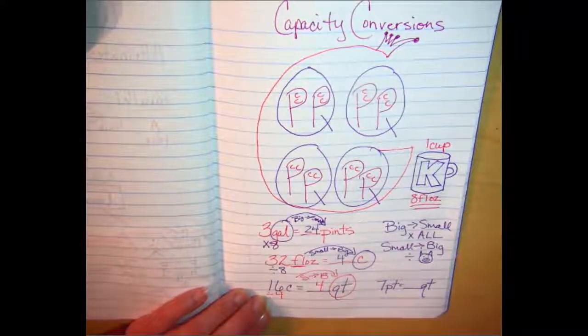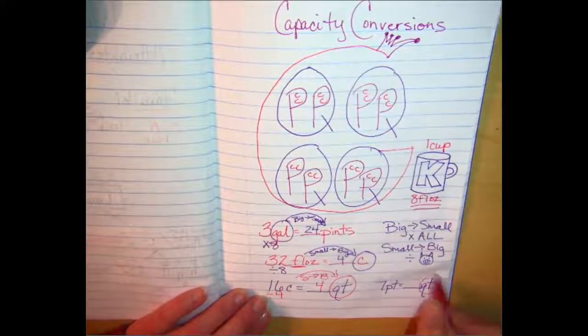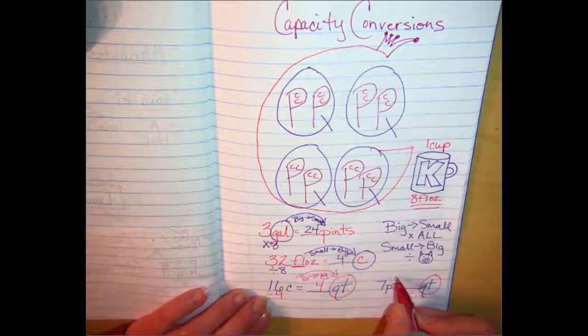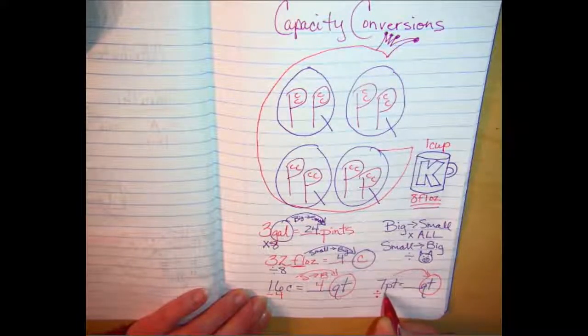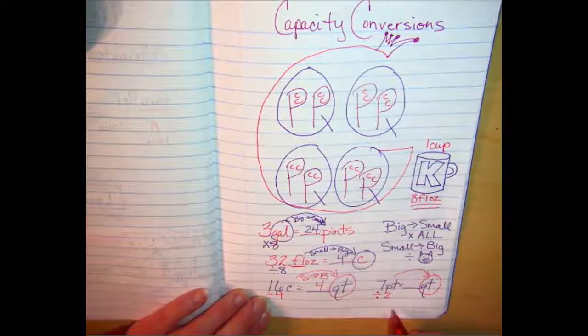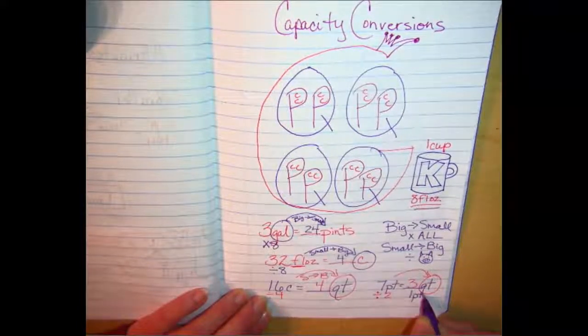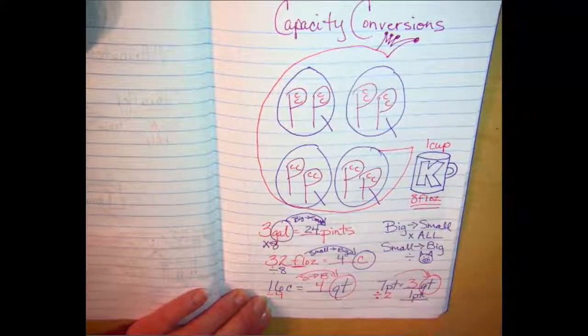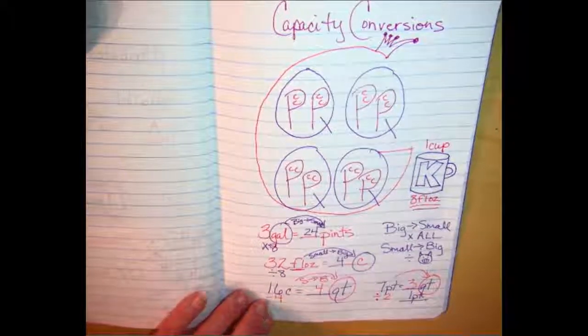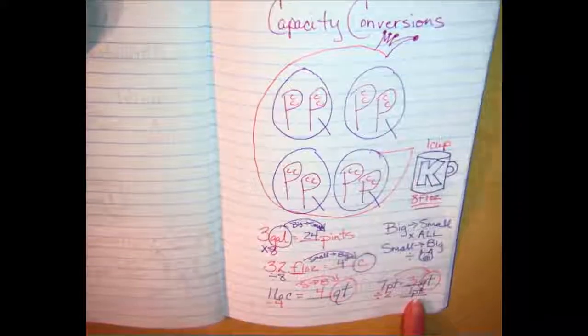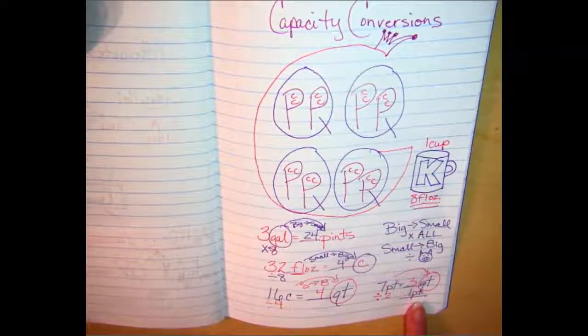So who's my big? Pint or quart? Am I going small to big or big to small? So I'm dividing. How many P's in a Q? 2. 7 divided by 2 is 3, but I have 1 pint left over. This is 3 quarts and 1 pint. That's part of my answer. Most of the time on the capacity conversions, the only ones I see with leftovers are cups and fluid ounces. They don't really get into it with the pints and quarts so much.